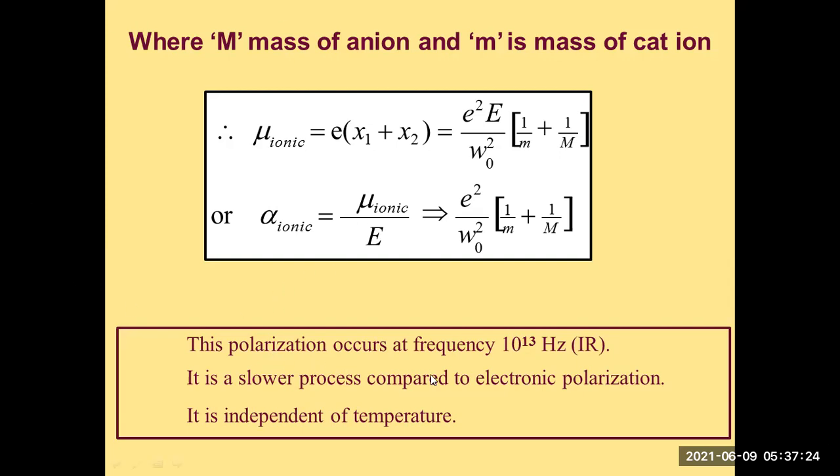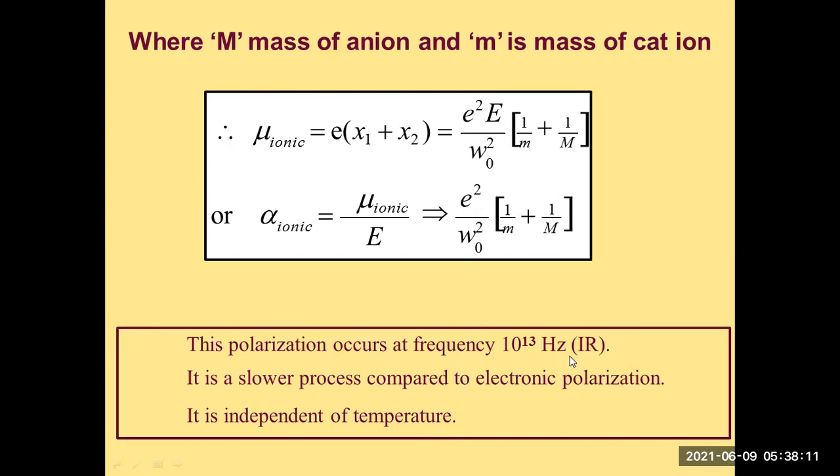Now, this polarization occurs in a particular frequency range, around 10 power 13 hertz. In the case of electronic polarization, the frequency is around 10 power 15 hertz, which comes under optical frequency. The 10 power 13 hertz range comes under infrared radiation. This is a slower process when compared to electronic polarization, and it is also not dependent on the temperature. This is the definition you require. For the syllabus, you need not remember all these equations. If you know the meaning of ionic polarization and how it occurs at a different frequency, that part you need to remember.